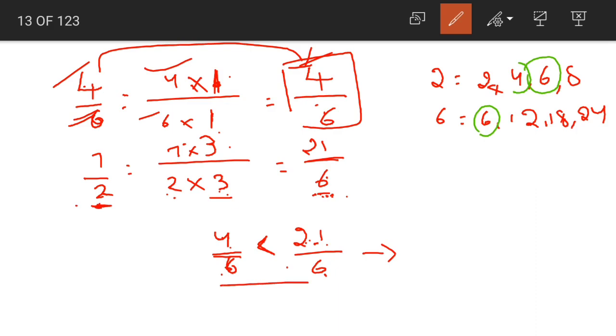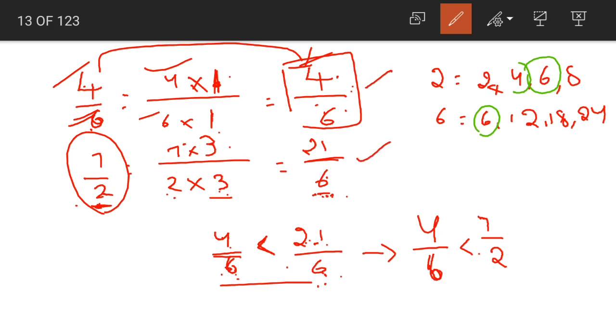You should not simply leave it at this, children. What is 4 by 6 actually? Yes, 4 by 6 was given as 4 by 6 in the question only, but 21 by 6 is nothing but our 7 by 2. You should replace the fractions with the actual fractions asked in the question. What is the conclusion? 4 by 6 is less than 21 by 6. That is nothing but our 4 by 6 is less than 7 by 2. I hope you have understood the concept of LCM, children.